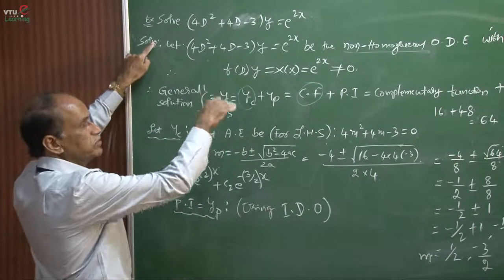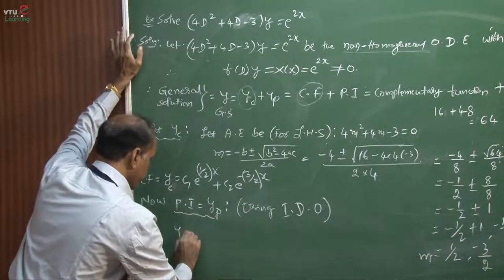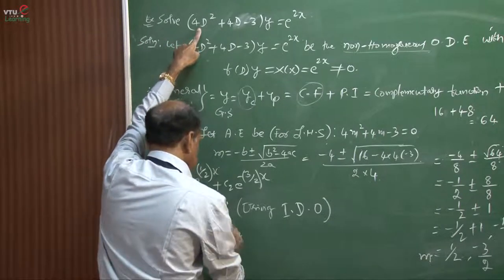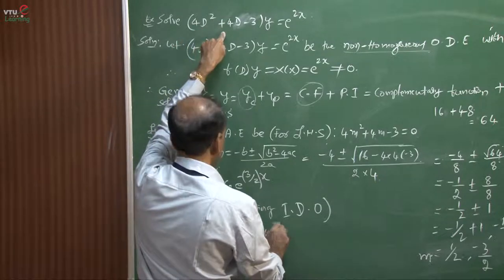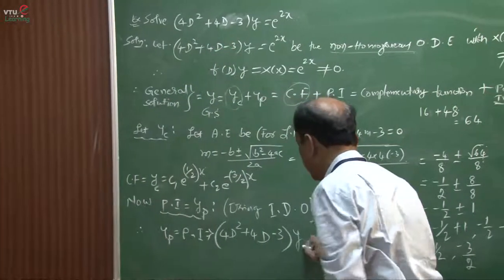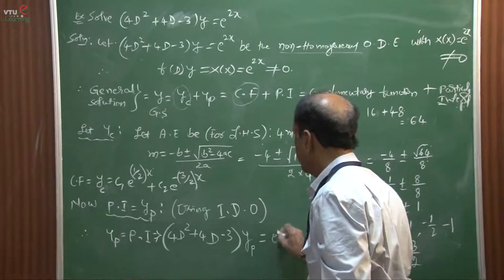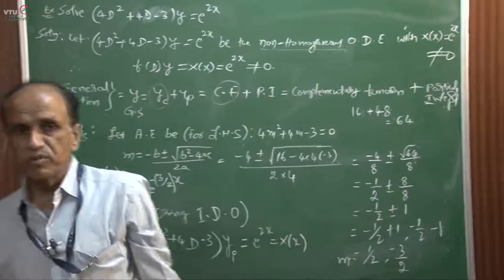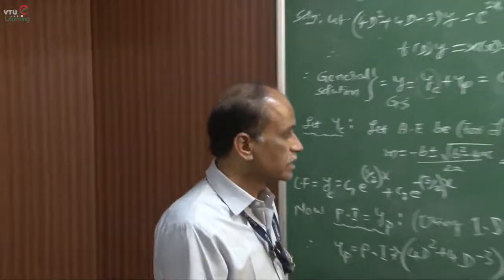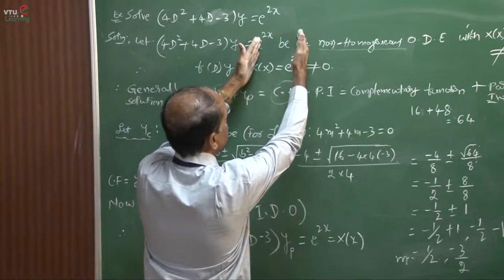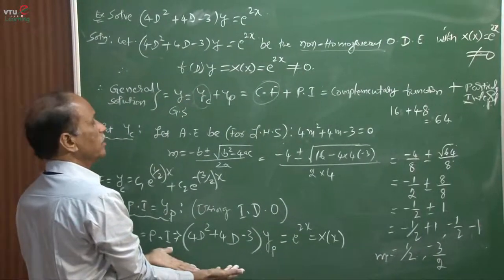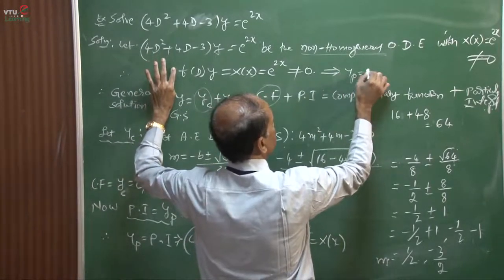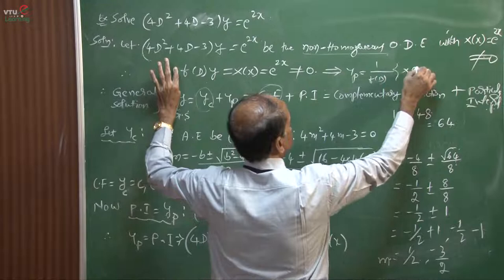In the theory we discussed earlier to this problem, let yp, otherwise PI, be equal to, this is 4, this implies 4D square plus 4D minus 3. This is, y is to be represented as yp, equal to e to the power 2x. This is nothing but your X of x. This is the very important step, because in every problem you will write like this. Whenever you want to use the inverse differential operator, this function should be brought to the denominator on the right side, and you call it the inverse differential operator. What is this symbol? This is X of x, that means this gives us yp equal to 1 by f of D operating on X of x.